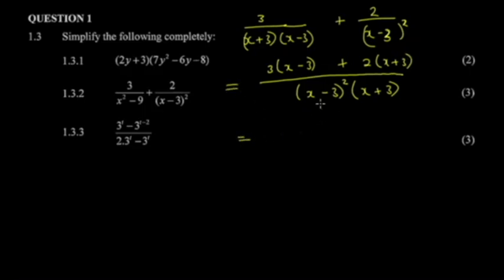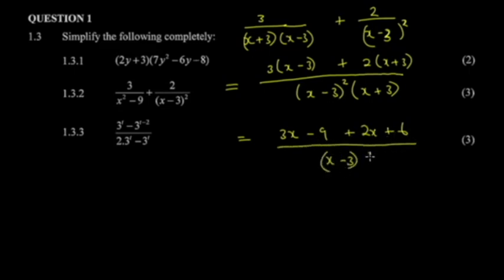So after this, what do you do? You simply expand. So this would be 3x minus 9 plus 2x plus 6, divided by x minus 3 squared times x plus 3. So here you get 5x, as in 3x plus 2x, you get 5x, then 5x minus 3. Since you have negative 9 plus 6, you get negative 3.